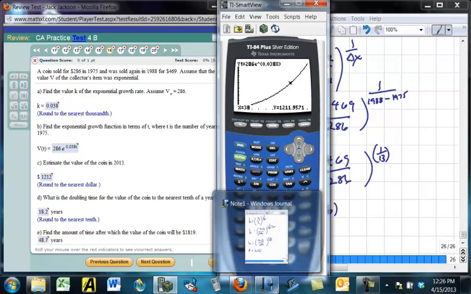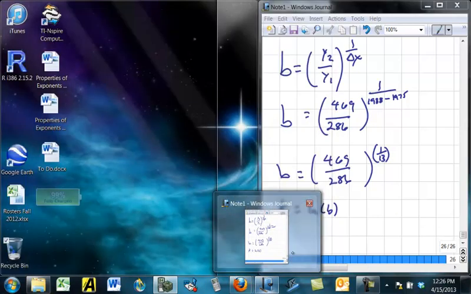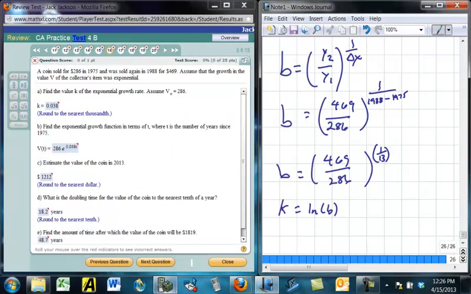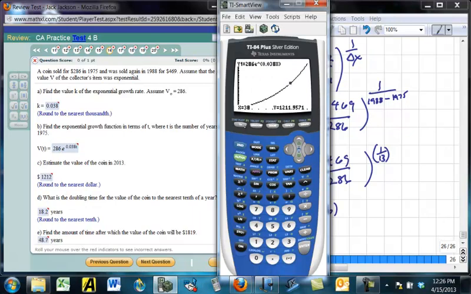Okay. What's the doubling time? Well, a couple of ways I can go at this. I can go here and actually type in double this, so I can type in 2 times 286 and graph it and just calculate that intersection. So I could do it that way. Calculate 5, enter, and I get about 18 point something years, 18.2.